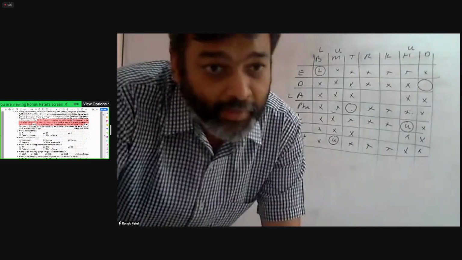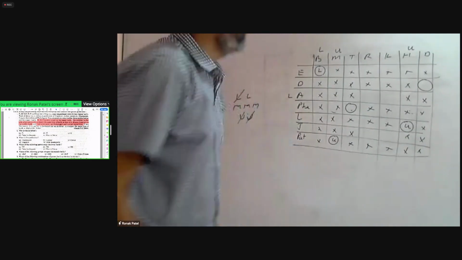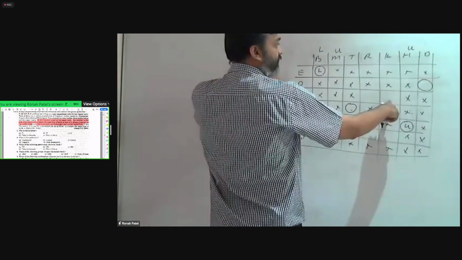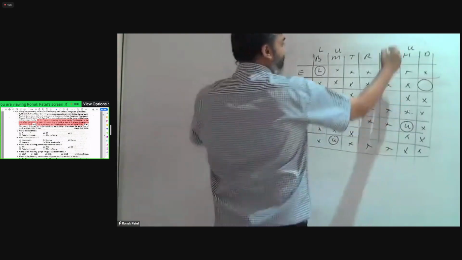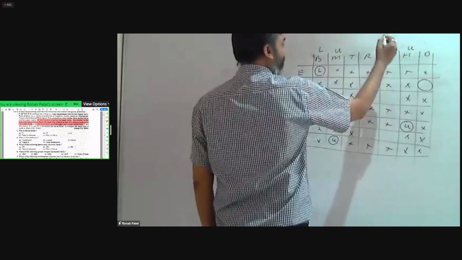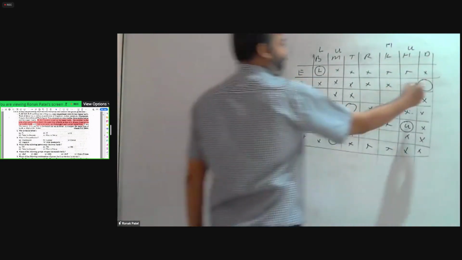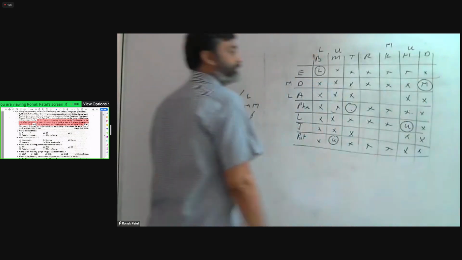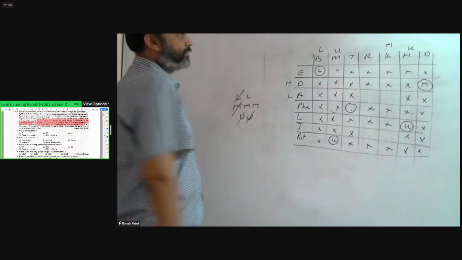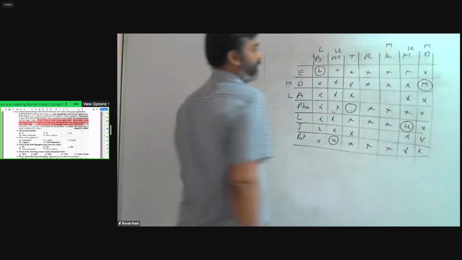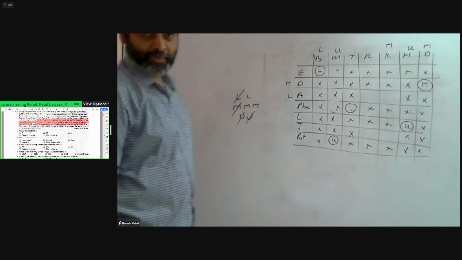K occupies the same type of berth as that of the doctor. So K is not a doctor, and K occupies the same berth as the doctor. So they must be having the middle berth. K and the doctor both are in the middle berth. So one middle berth is also cancelled. Clear. So this is the middle berth. So this much information we do have.